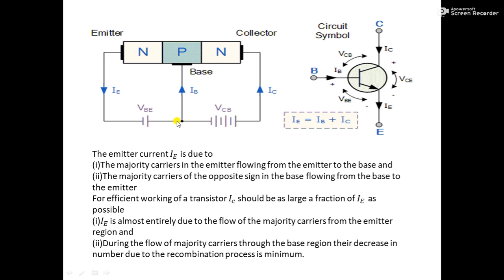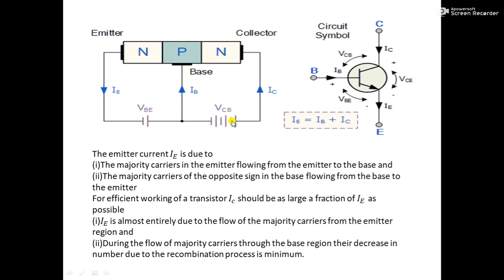These electrons are released from the covalent bonds of the crystal atoms in the base. The flow of such electrons forms the base current. Due to the recombination process in the base, the remaining 98% of the electrons which diffuse into the base from the emitter reach the collector region. These electrons are swept out of the base into the collector by the reverse bias voltage. These electrons, on reaching the collector, are attracted by the positive terminal of this battery.